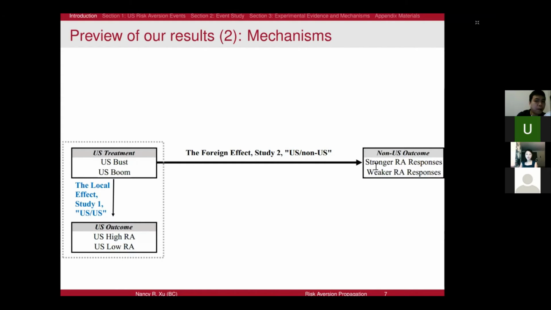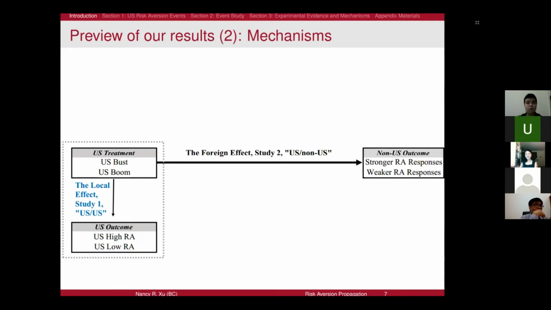We found, as we established in the empirical section, that when the non-U.S. participants are shocked with U.S. bad shocks, their risk aversion increased significantly, much more strongly. Whereas if you are shocked with the U.S. good news or a low risk aversion shock, your risk aversion didn't respond as much. So that means our study 2 can replicate this asymmetric U.S. risk aversion propagation that we observed in the previous section.